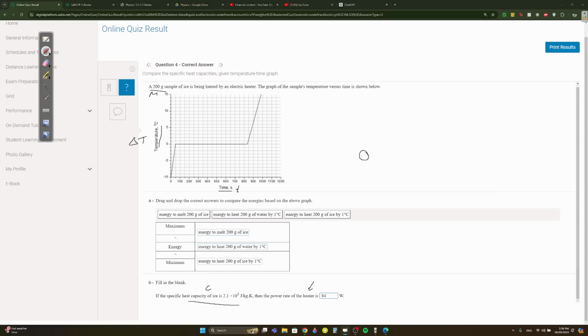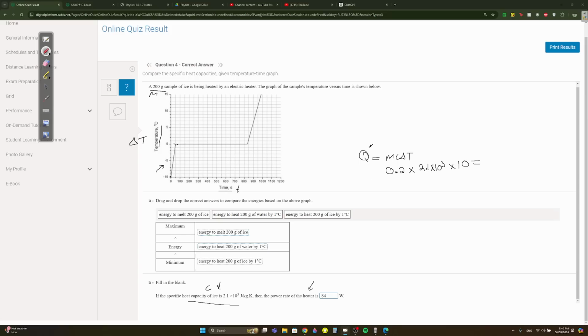So we know Q equals MC delta T, right? We have the mass, which is 0.2, because 200 grams is 0.2 kilo. We have C, which is 2.1 times 10 to the power of 3. We have delta T too. Delta T is going from negative 10 to 0, right? We're talking about the ice here, not the water. It's ice only in this segment over here. So from negative 10 to 0, that's 0 minus negative 10, that's 10. So delta T is 10.